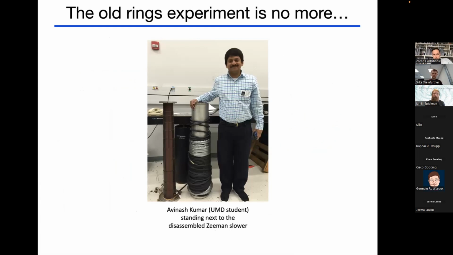But the experiment that all those data was taken in is no more. So this is Avinash, who was then the senior graduate student, standing next to the disassembled Zeeman slower. And to understand the antiquity of the slower, you should know that Bill Phillips was actually the person who wound this slower. So it's that old.